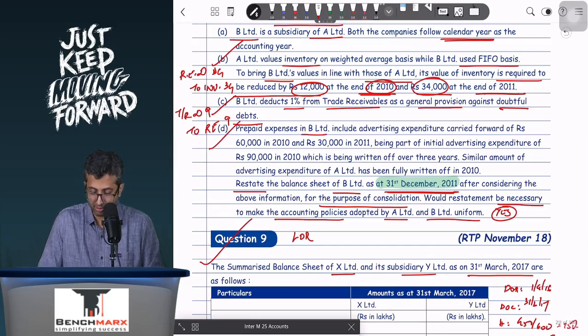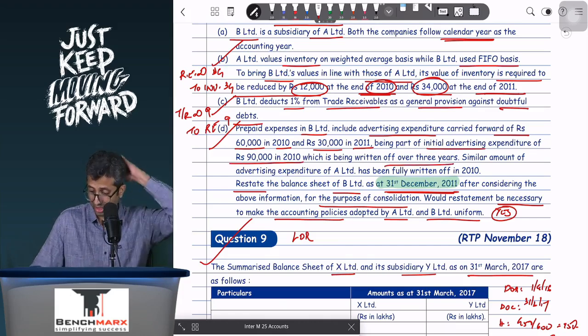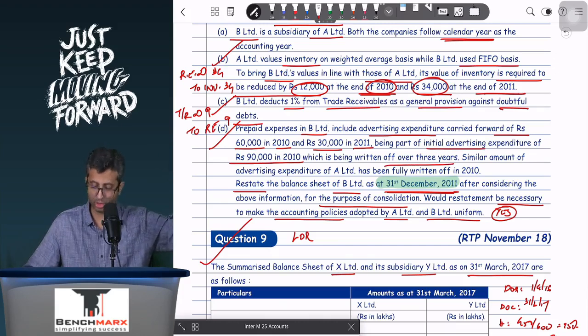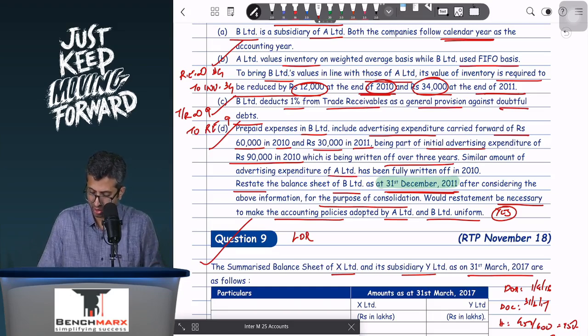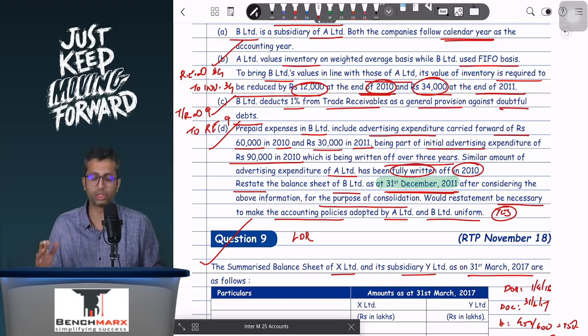Next, you will go to point number D. Prepaid expenses in B include advertisement expenditure carried forward of rupees 60,000 in 2010 and 30,000 in 2011, being part of the initial advertisement expenditure of 90,000 in 2010, which is being written off over 3 years. So 90,000 divided by 3 is 30,000 in each year, 30,000 in 2010, 30,000 in 2011, written off, and hence 30 is yet to be written off, which is shown as prepaid. Similar advertisement expenditure of A has been fully written off in the year 2010. This is fully written off.